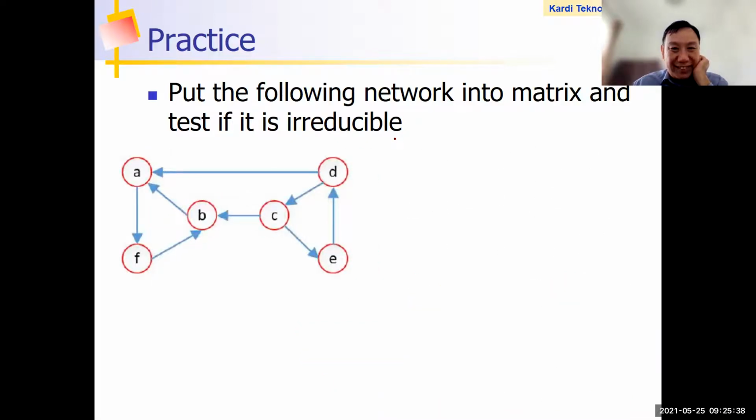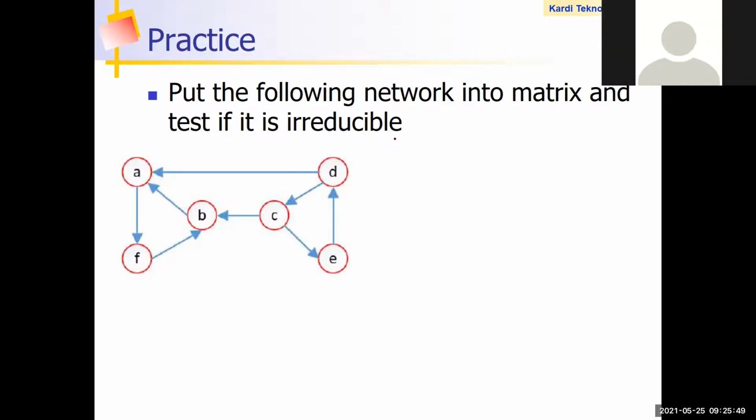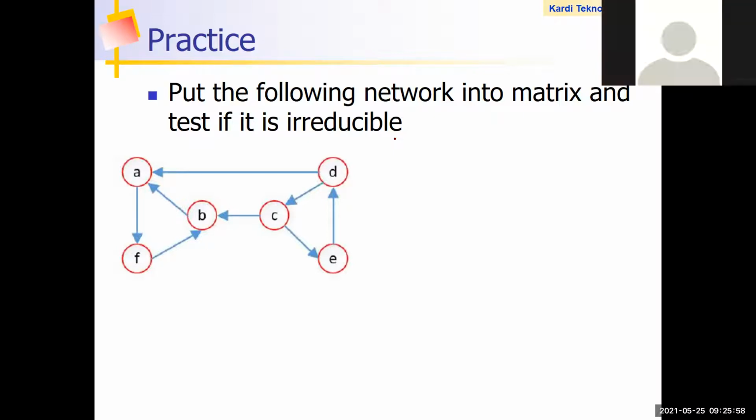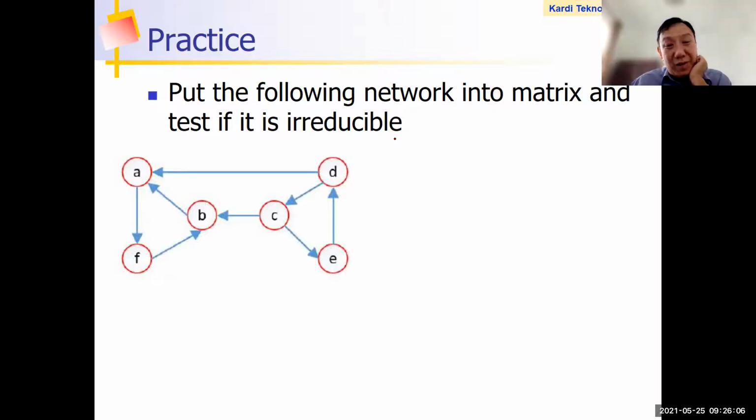How about this? Reducible or irreducible? Reducible, no? Why, Darren? Because the right side cannot go back to the right side after going to the left. Like there are two components. Oh, you're very good. So this is reducible.